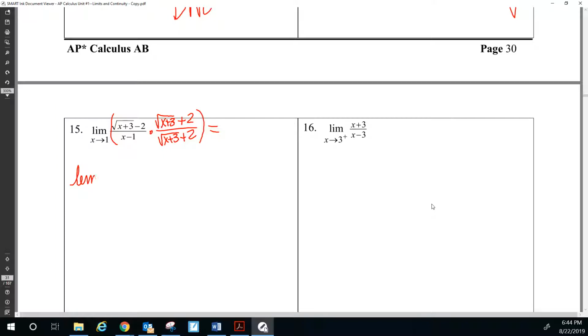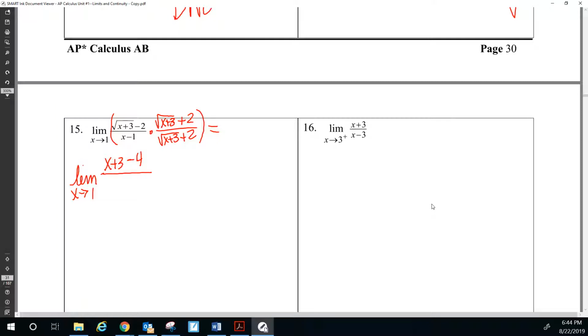That's going to give me the limit as x approaches 1. Square root of x plus 3 times square root of x plus 3 would be x plus 3. We lose the square root. And then I've got 2 times square root of x plus 3, negative 2 times square root of x plus 3. They cancel each other out. That's why we use the conjugate. Negative 2 times 2 would be -4.